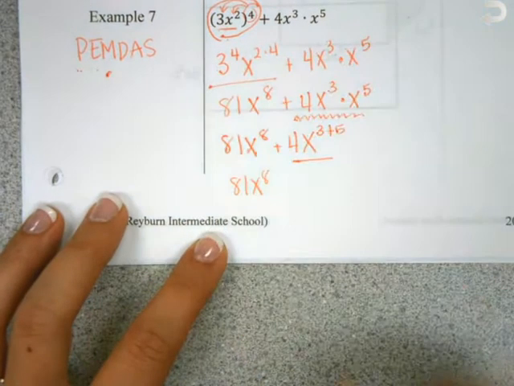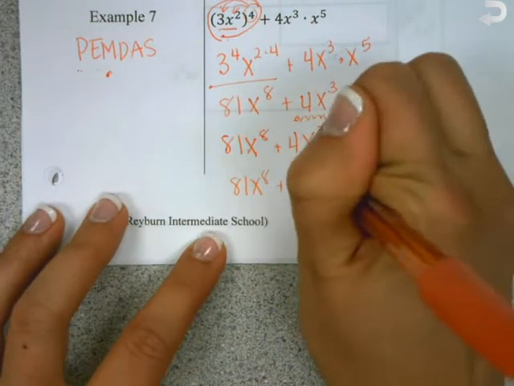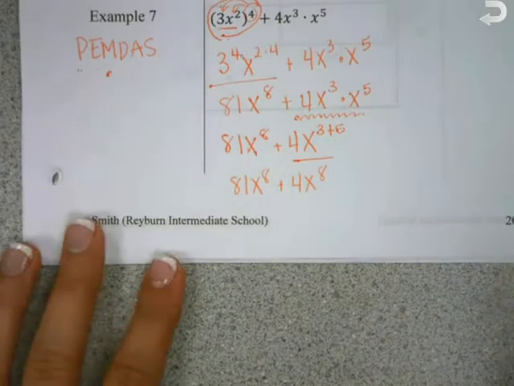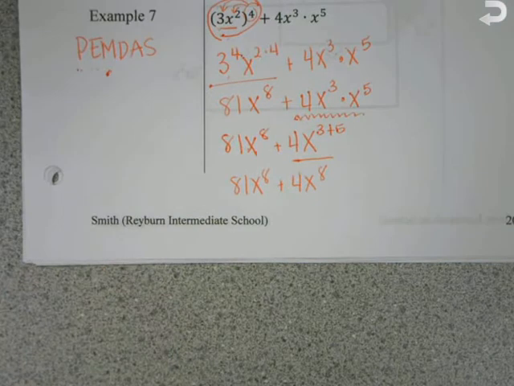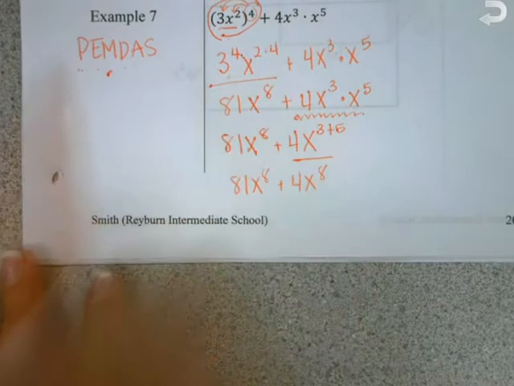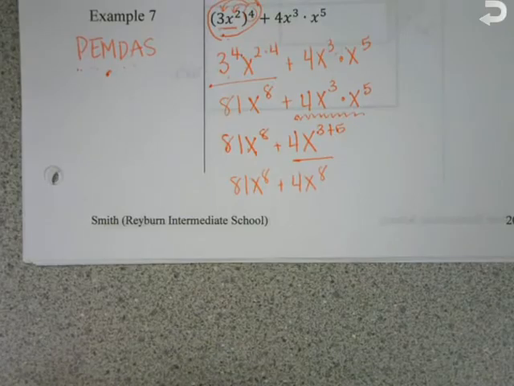Alright, do you guys see any division? No. Do you see any addition? Yes. Okay. When I am adding, does anything happen to the exponents? No. It's combining like terms. Are these like terms? Yes. So what would 81 x to the 8 plus 4x to the 8 give me? 85 x to the 8, and that's my answer.